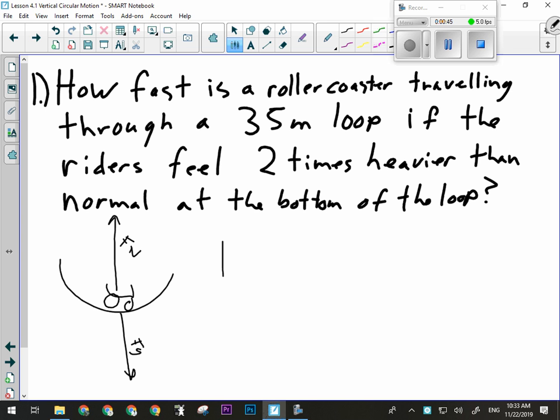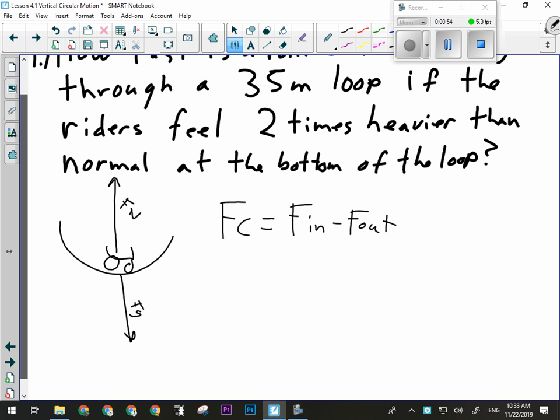All right, rule for vertical circles: Fc equals forces in minus forces out. Okay, we know what those forces are. We know that Fc will equal normal force acting in minus force of gravity acting out.